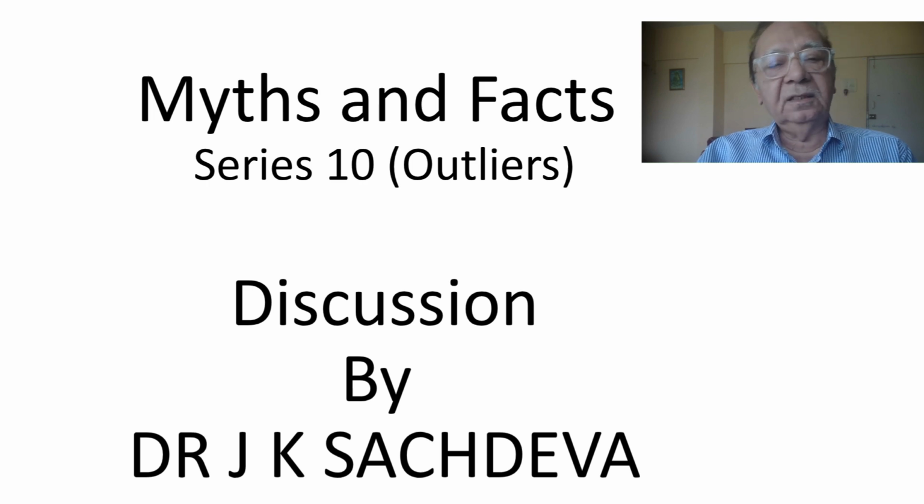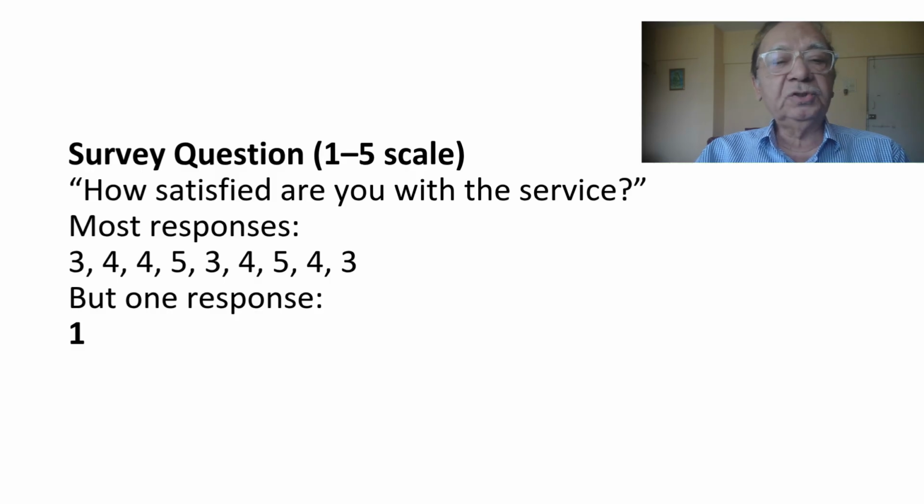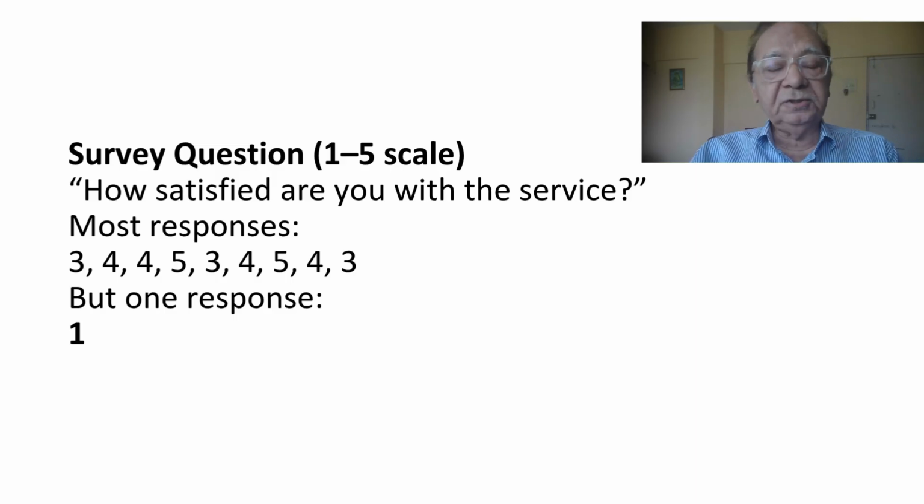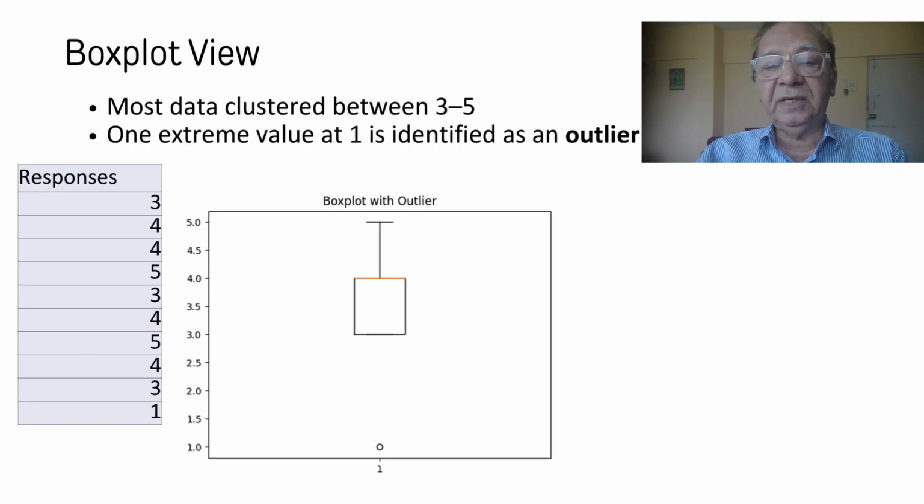Let us begin with a simple Likert scale example. Suppose we ask respondents to rate their satisfaction on a scale from 1 to 5. Most responses are between 3 and 5, indicating moderate to high satisfaction. However, one respondent gives a rating of 1. When we plot this using a box plot, this observation appears as an outlier.